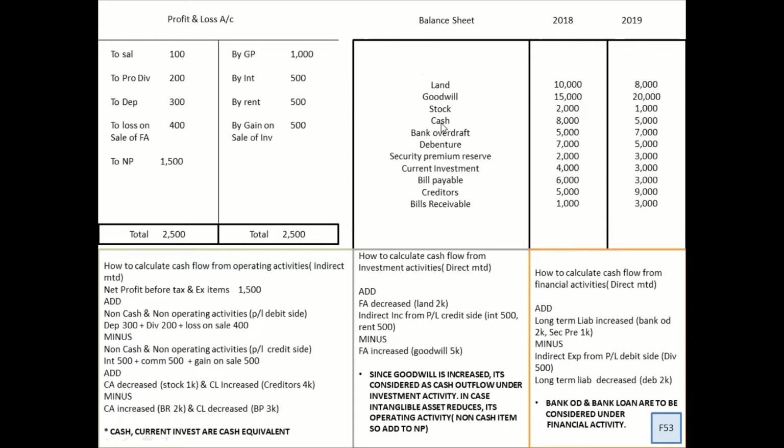Look here, there is a figure cash. Will it be part of any of the activity? Operating, investment or finance? No. I told you cash and cash equivalent does not form a part of any of the activity. Bank overdraft, it is under current liability, but it is an exceptional case. It falls under which activity? Financial activity. Debentures, security premium, all are finance. Current investment, again it is your cash equivalent. Bills payable, creditors, bills receivable, all three are your operating activity because your current liability.